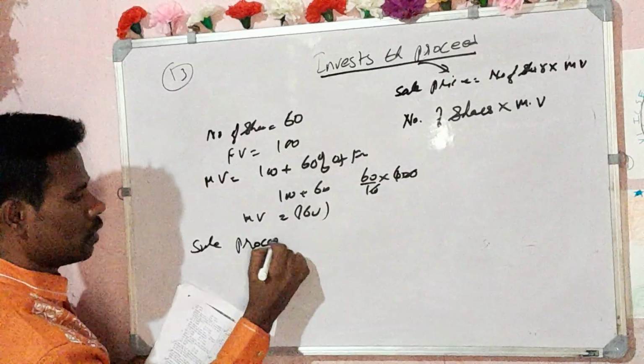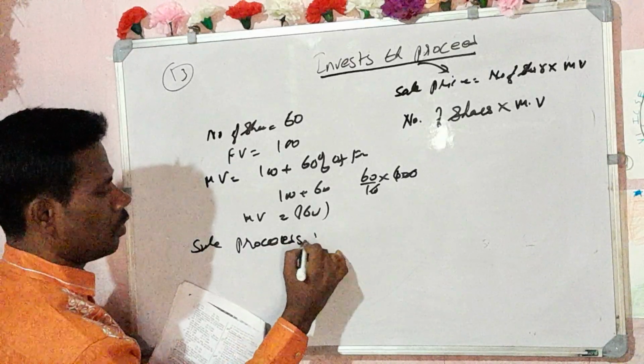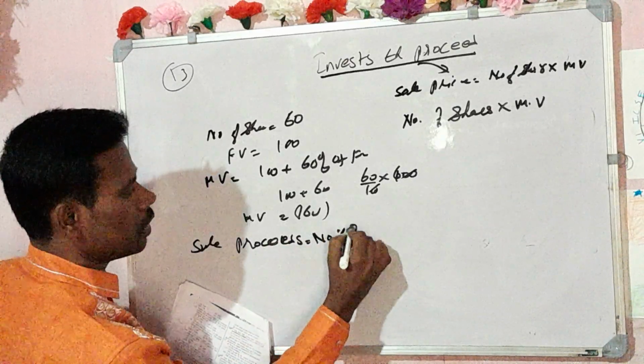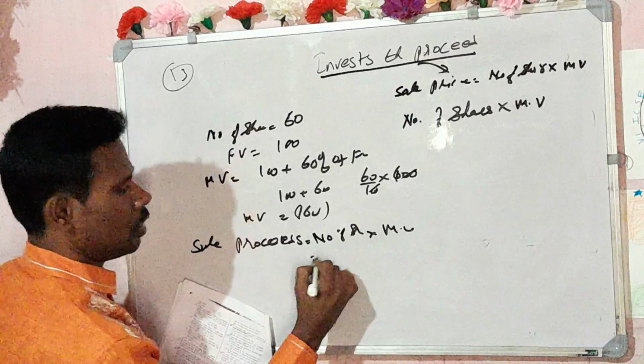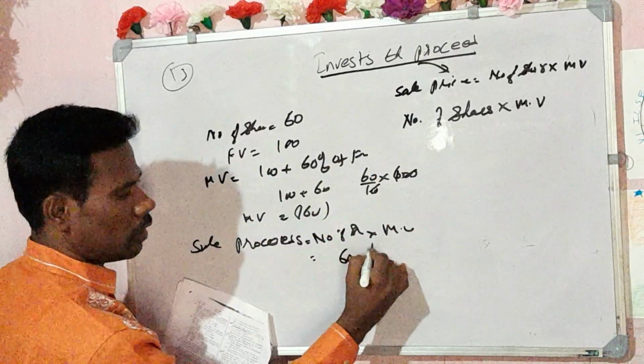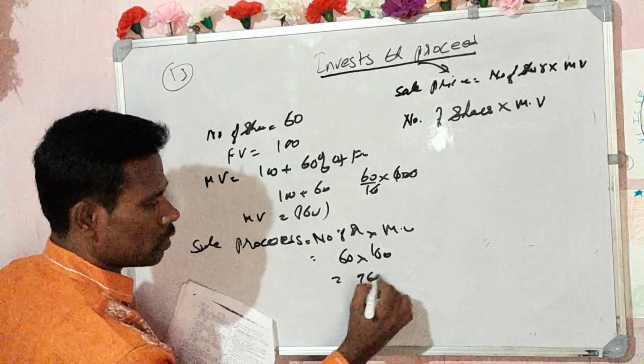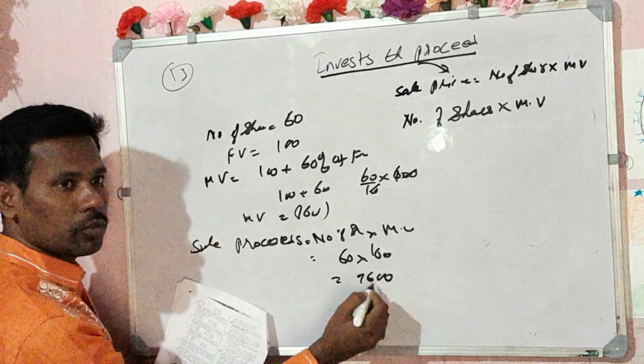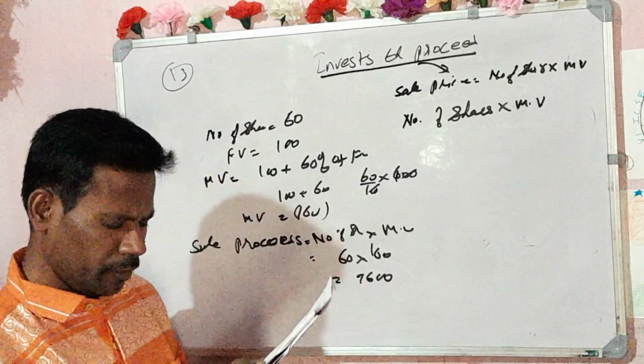Sale proceeds: number of shares into market value. Number of shares is already written, almost 60, into market value 96 or 96, so two zeros are there. That's it for the first bit.